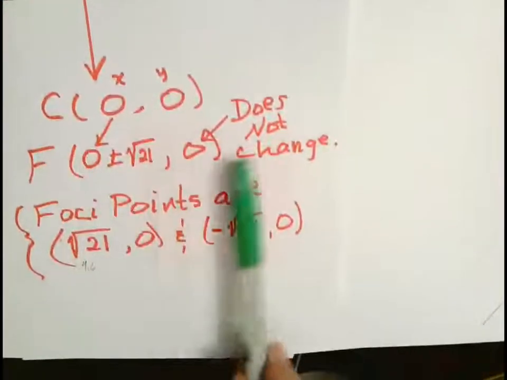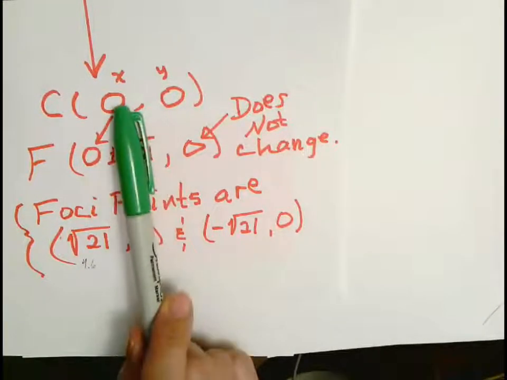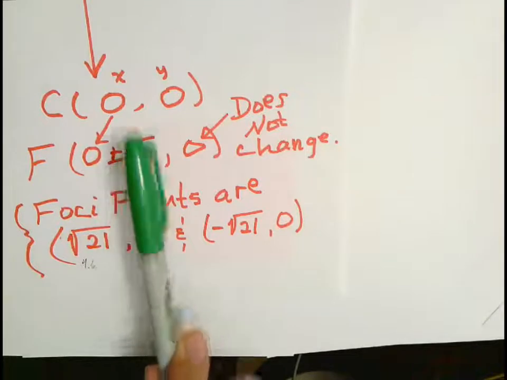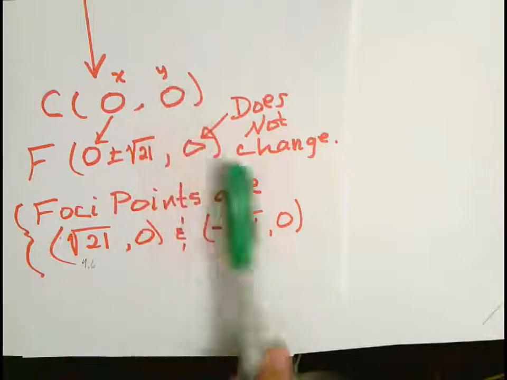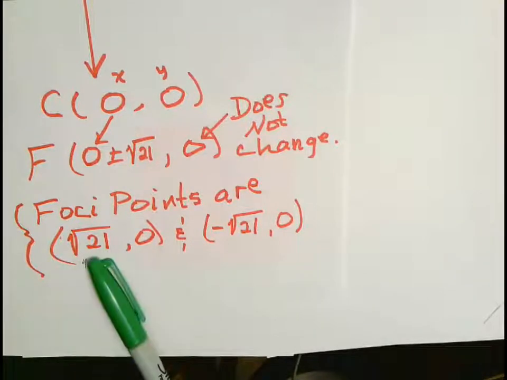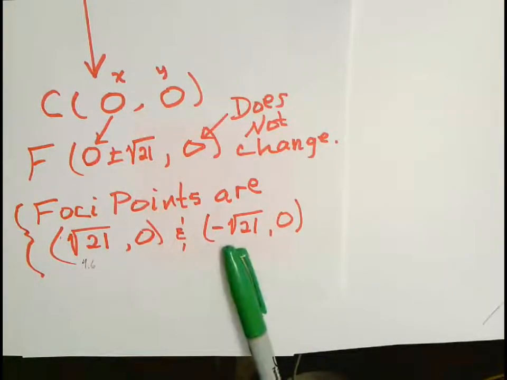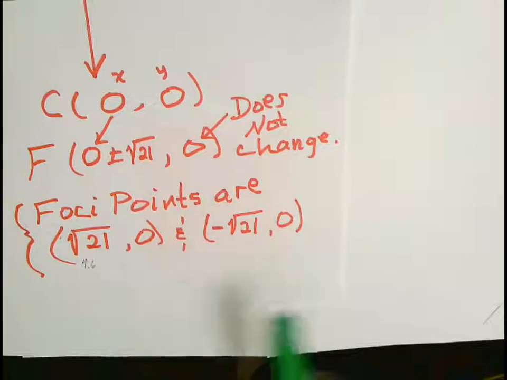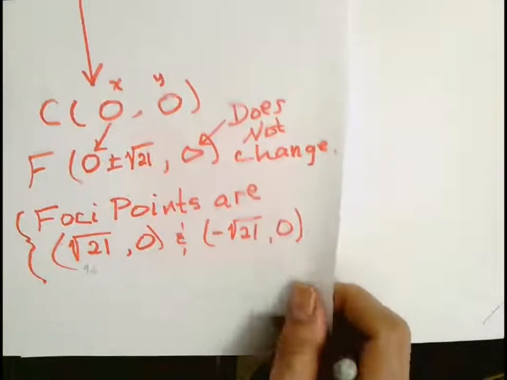So if you're moving left and right, you're changing an x. So you'll be adding that plus or minus square root of 21 to the x coordinate, and the y coordinate stays the same. So here we have square root of 21, comma 0, and negative square root of 21, comma 0. These are the coordinates of the foci points.